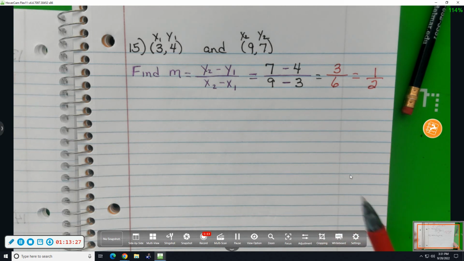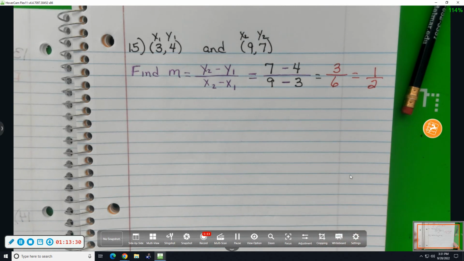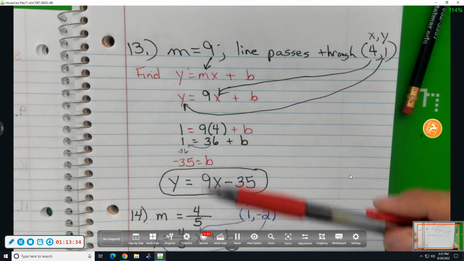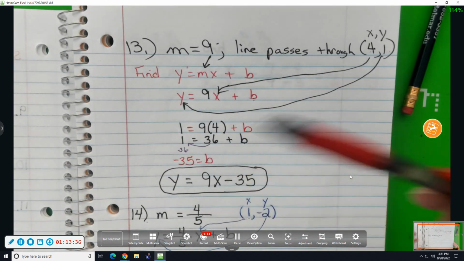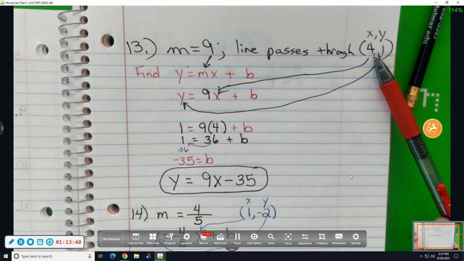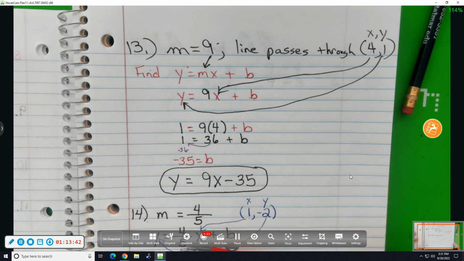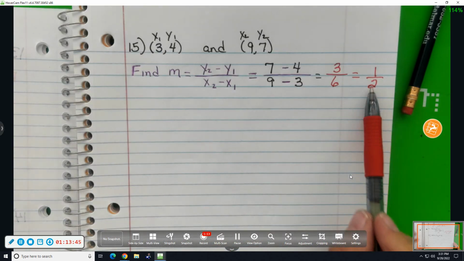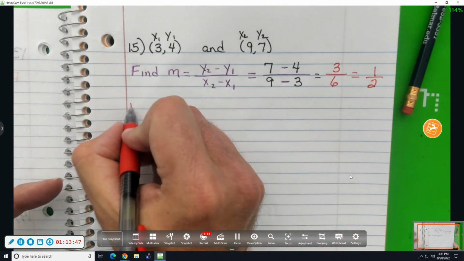So maybe I'm beating this to death. The way you take one problem is make it look like a problem you know how to do. We know how to do it if we have m and one ordered pair. That's what we did on problem 13 and 14. Well, now we have m. The slope is 1/2.